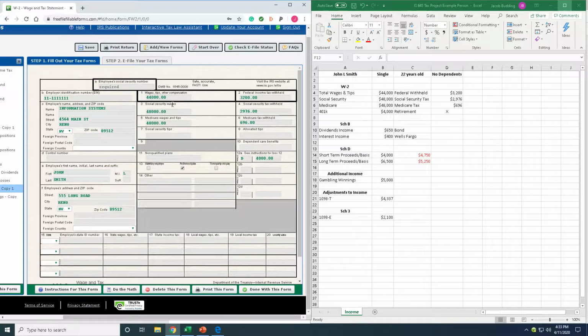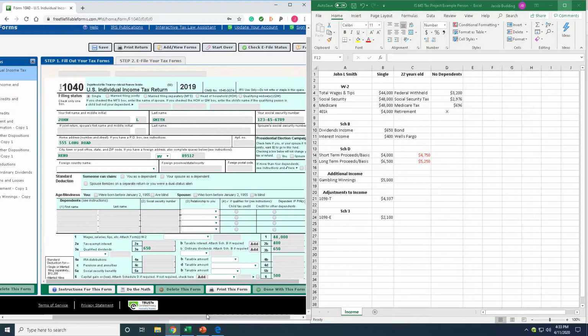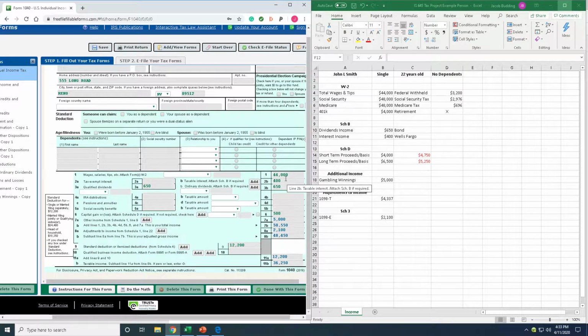But his Social Security and Medicare taxes will be taxed on the full amount of money he made throughout the year, which was 48,000. So this 2976 is just 6.2% of 48,000. 696 is 1.45% of 48,000. You'll never have to do the math. The W-2s you get from your employer will have all the numbers you need. You just need to plug them in. So this 44,000 right here will then be on the 1040 in box 1. Not the 48,000, the 44,000, because this is how much cash he has in, say, his pocket right now.